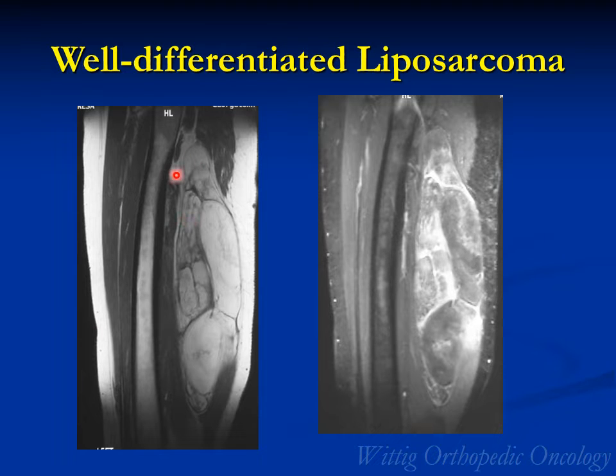This is showing you an MRI of a low-grade or well-differentiated liposarcoma. This is a T1 weighted image and a T2 weighted image. You can see a very large intramuscular mass that has signal intensity similar to fat on both the T1 and the T2 weighted fat suppressed images, and you have these thickened septae throughout the mass, which are more consistent with a low-grade liposarcoma. These septae sometimes are high signal on the T2 weighted image.